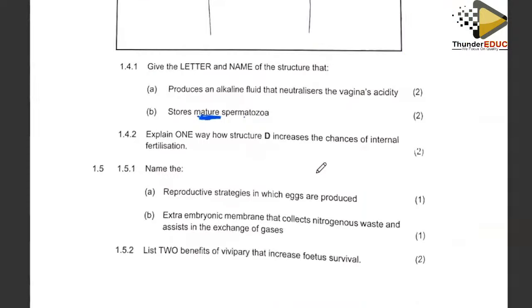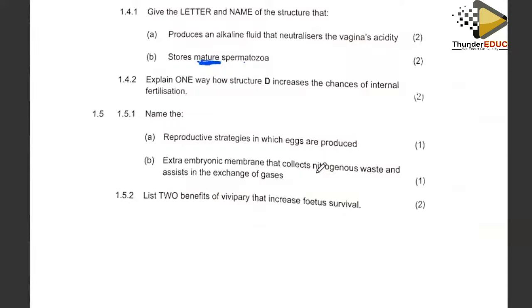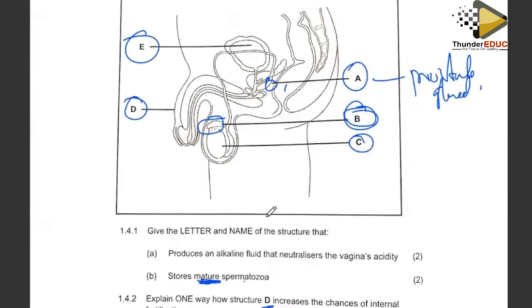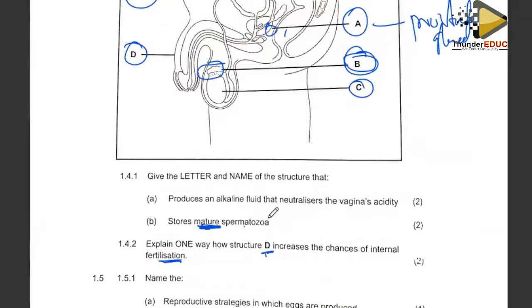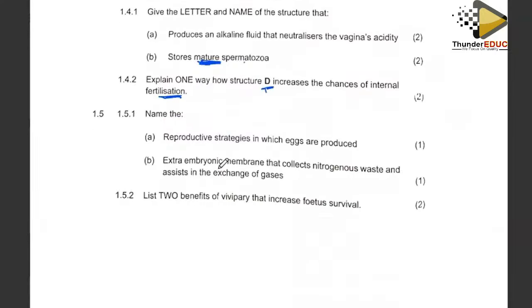Then we go there. Explain one way in which structure D, which is the penis, increases the chances of internal fertilization. Since they have not named it, I think identifying it could be a mark. Obviously, it's long enough to put the sperms where they are needed, meaning they put the sperms into the vagina so that the sperms have a short distance to travel to reach the ovum.